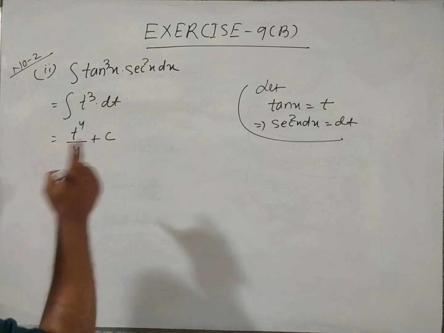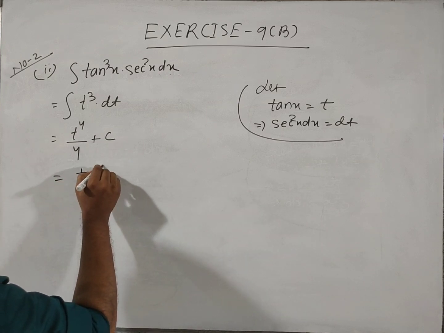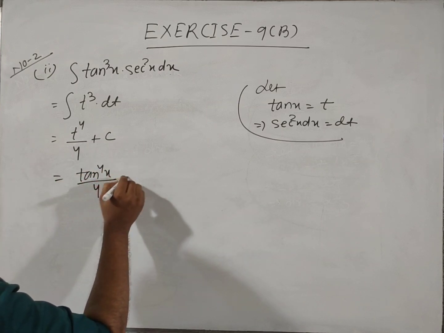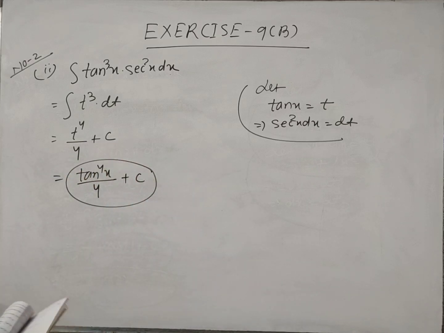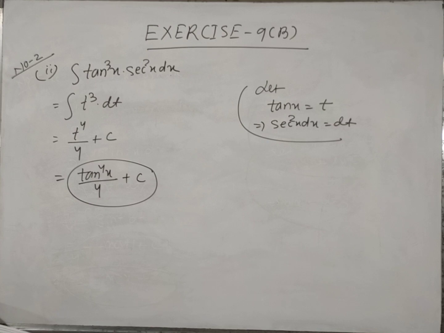In place of t again we have to put tan x, so it is tan to the power 4 x divided by 4 plus any constant c. So this is the solution for the second bit of number 2. Then let us go through the third bit.